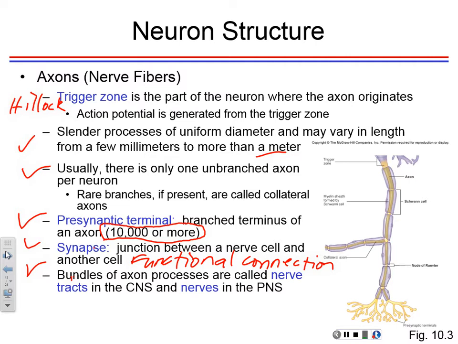Okay, and then ganglia when they're in the periphery. Those are groups of cell bodies, and then nuclei when they are in the central nervous system. So you got to keep that in check, okay? And so forth, okay? Very good.